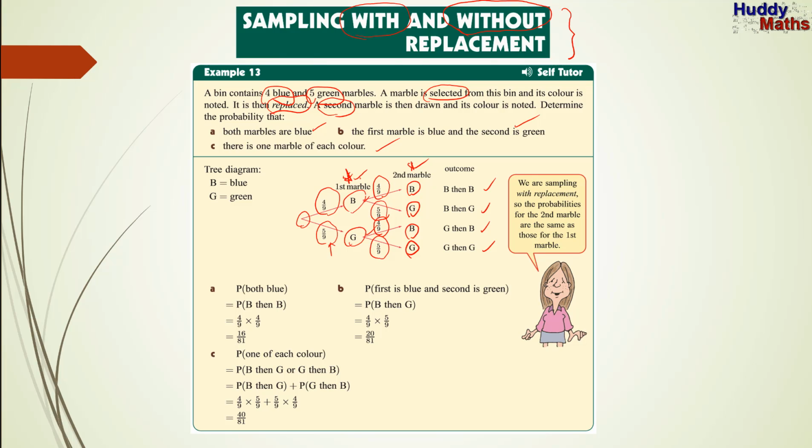Right, now we're set up, ready to answer the question. Both marbles are blue. That's a blue and a blue. We would have 4 ninths times 4 ninths is 16/81. Okay, the first is blue and the second is green. The first is blue, second is green. Blue, then green is the probability of a blue times the probability of a green. Okay, so I will put the probability of a blue and green in that order.